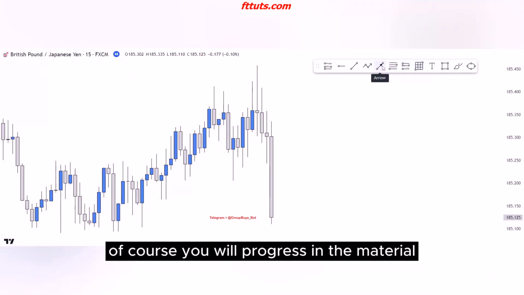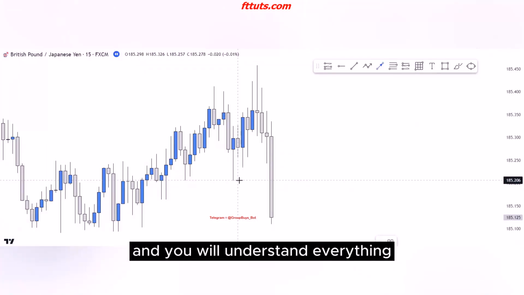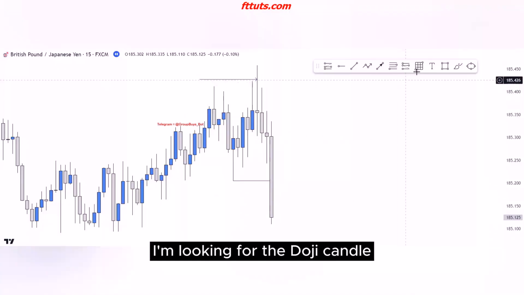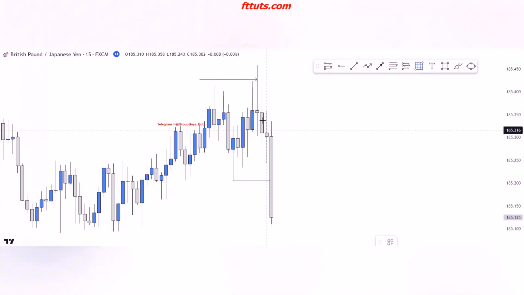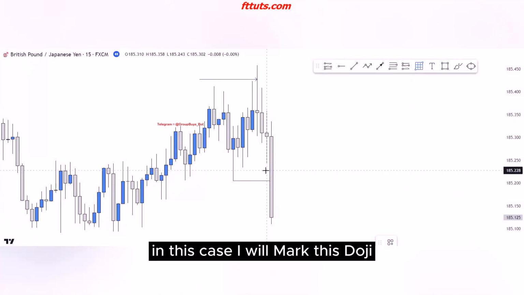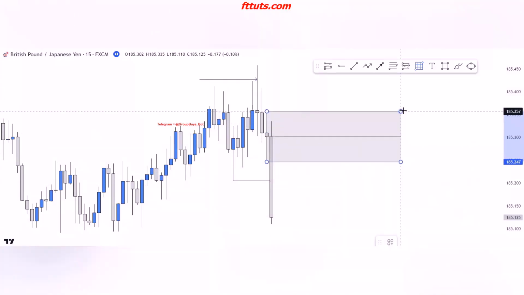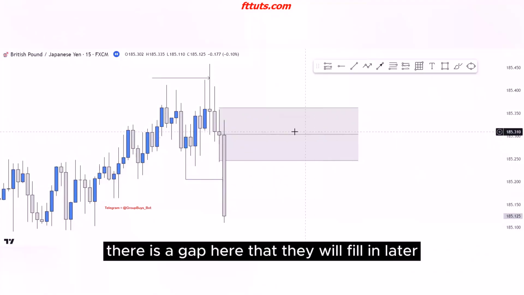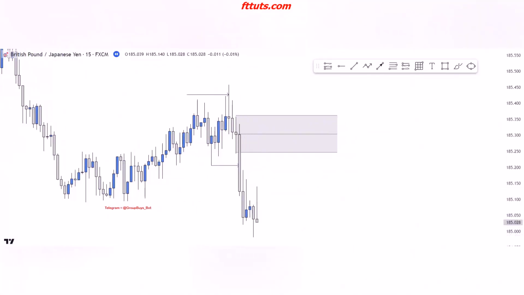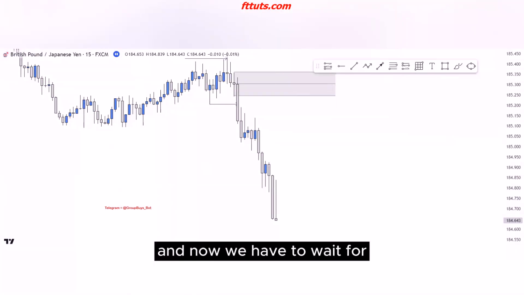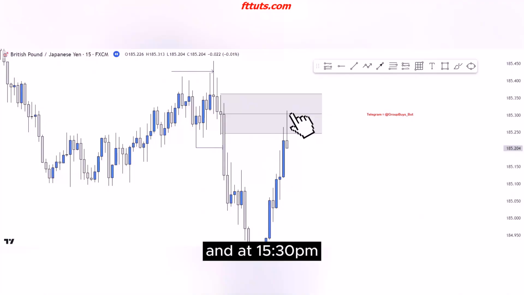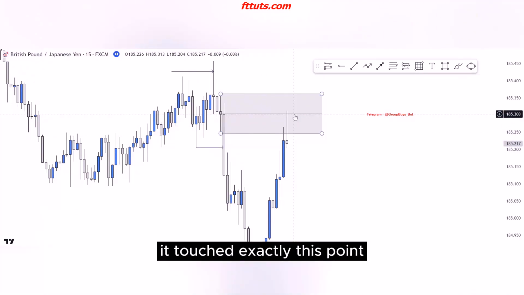Of course you will progress in the material and you will understand everything. But right now, as you know, I'm looking for the doji candle before the big down move. But we have here two of those. In this case, I will mark this doji. There is a gap here that they will fill later. I mark our POI in this way. And now we have to wait for the graph to reach its halfway mark. And at 3:30 p.m. it touched exactly this point.